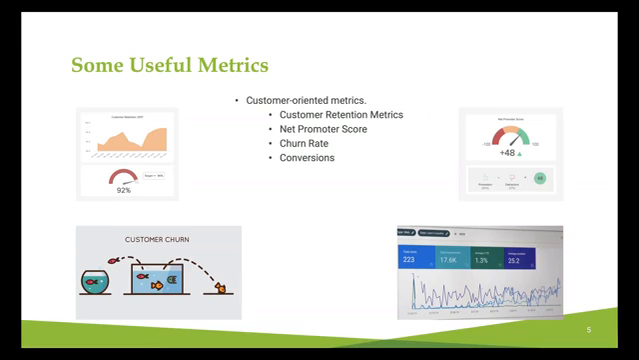Customer-oriented metrics can be referred to as critical to quality characteristics. Knowing information regarding critical to quality characteristics makes it possible to understand value, minimize non-value-added activities, and satisfy the customers. Some of those are customer retention metrics, net promoter score, churn rate, and conversions.